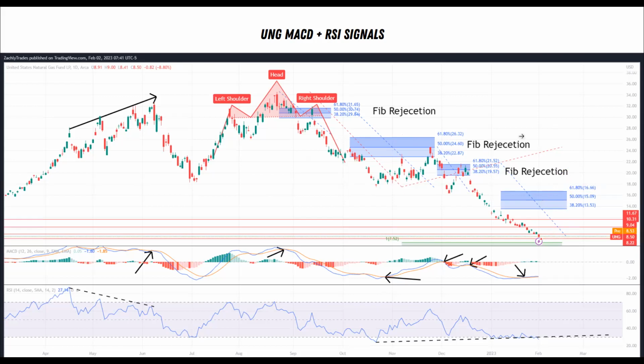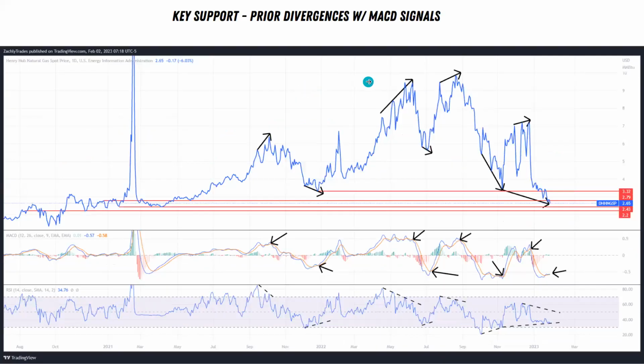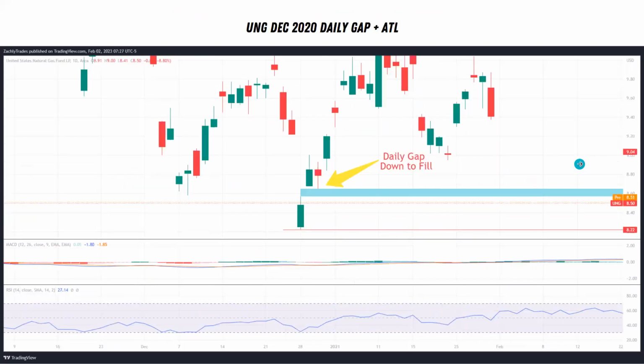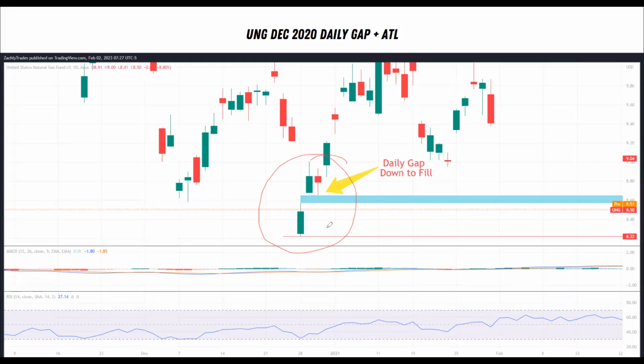Now, let's take a look at the price of natural gas and the actual spot price of natural gas itself. We had a gap down to fill right here. Actually, I want to show you that, guys, real quick. This is UNG on December 2020. Okay, so this is December of 2020, and there was a daily gap down to fill.